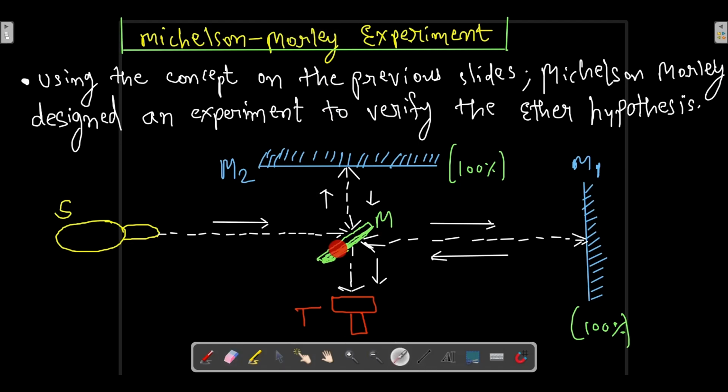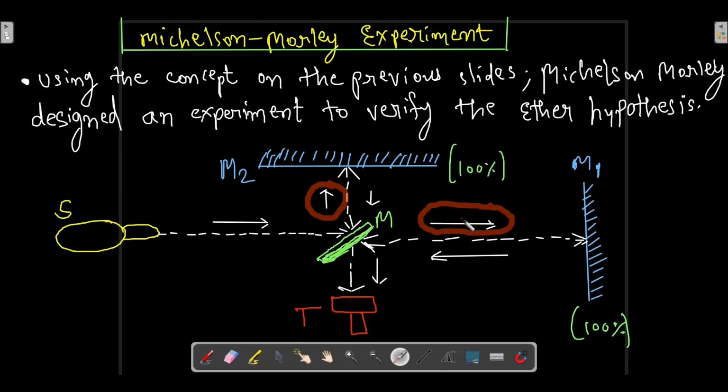So this green mirror M is that kind of half silvered mirror. This beam of light will be incident on it. Half of the intensity will be reflected in this particular direction, and half of the light will be transmitted, that is refracted, from here. This is the direction which the reflected beam from M takes, and this is the direction which the refracted beam from M takes.